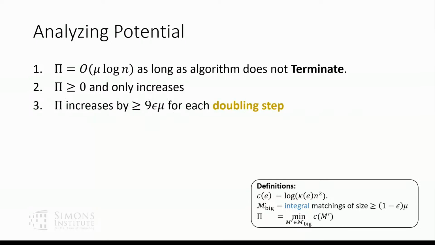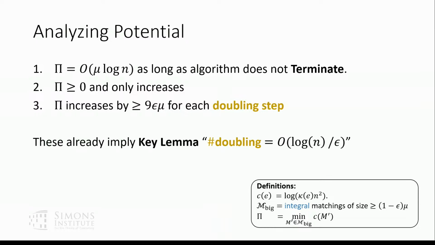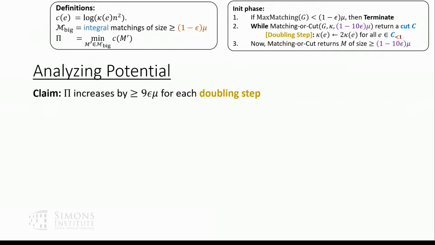So the final step is to say that every time you do a doubling step, you increase the potential by a lot. Clearly, these three things together give us what we need, and you have a few doubling steps. So let's go ahead and prove this step. Okay, so we want to claim that every time you double, the potential increases by a lot.